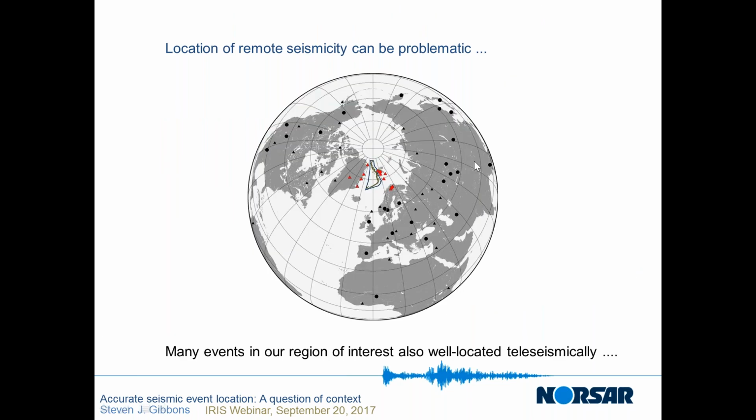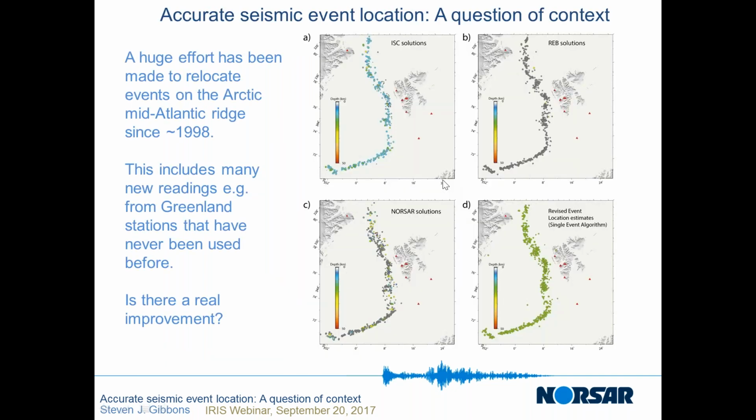Another big development since 1998 is the CTBTO network, the International Monitoring System. And this fantastic seismic network consists predominantly of seismic arrays, which give you better steering, better signal-to-noise ratio, etc. And I don't think there's a single part of the world which has better azimuthal coverage from IMS seismic arrays than the mid-Atlantic ridge. And so I wanted to combine these regional and these teleseismic readings to try and really nail down the locations of these events as well as we could.